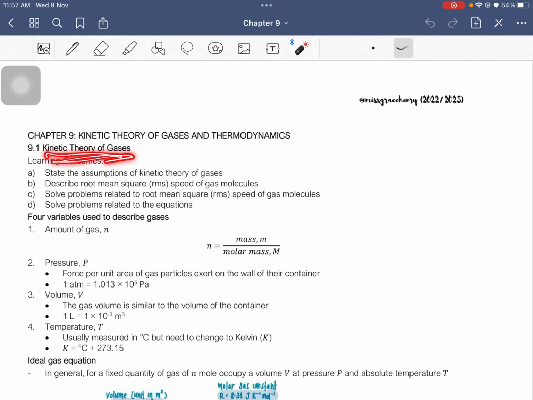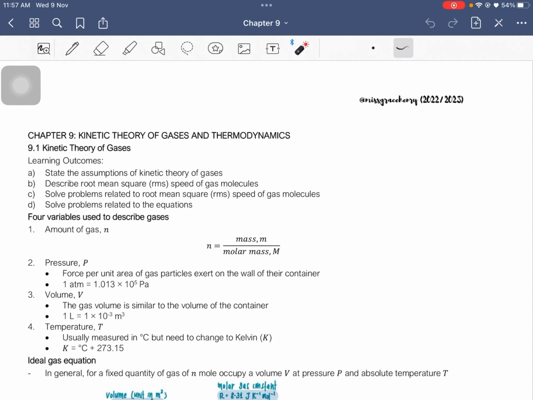on kinetic theory of gases. So for this subtopic, you have to be able to state the assumptions of kinetic theory of gases, describe RMS speed of gas molecules, and solve problems related to the RMS speed and any problems related to the equations that you will be learning in this subtopic lah, okay?